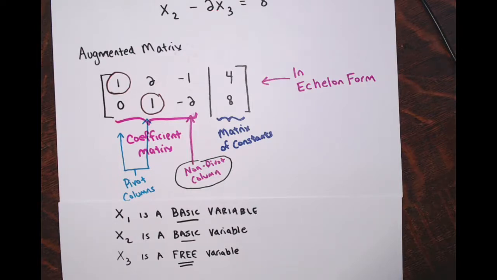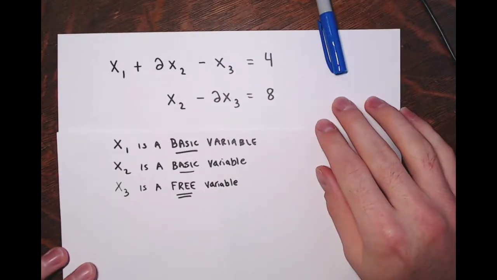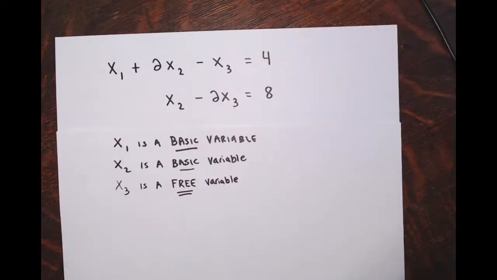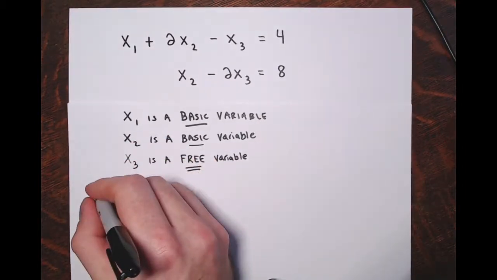Now, what they were saying earlier in my reading is that once you've identified your basic variables and free variables, you should be able to express the basic variables in terms of the free variables. This is something that's going to come up a lot later, but I'm going to do that right now.